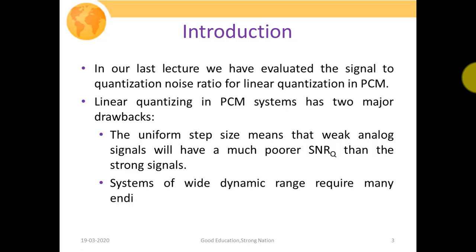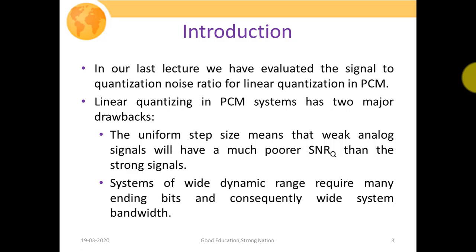The second most important drawback is that a system-wide dynamic range requires many encoding bits and consequently a wide system bandwidth. Obviously, if the amplitude excursion is higher, then in order to map those amplitude levels, we require a higher number of levels, and a higher number of levels requires a larger number of bits to encode any individual sample. So if the input range is higher, we require a larger number of bits, which demands a higher amount of bandwidth. These two are the major drawbacks in our linear quantizing PCM systems.